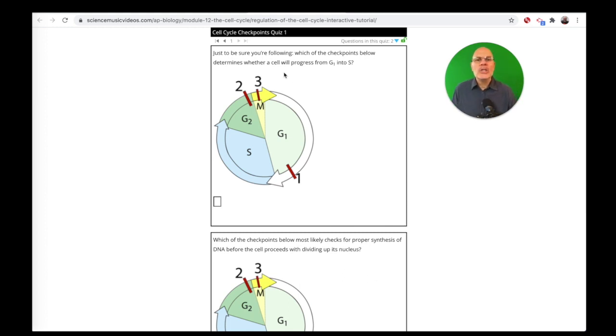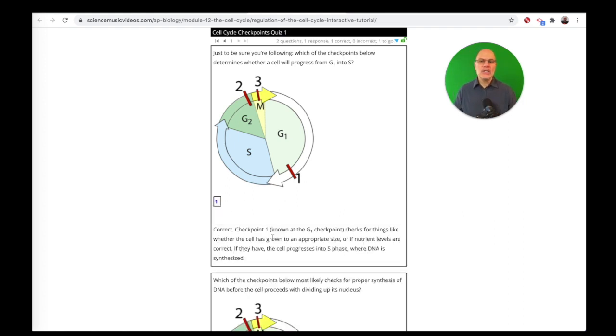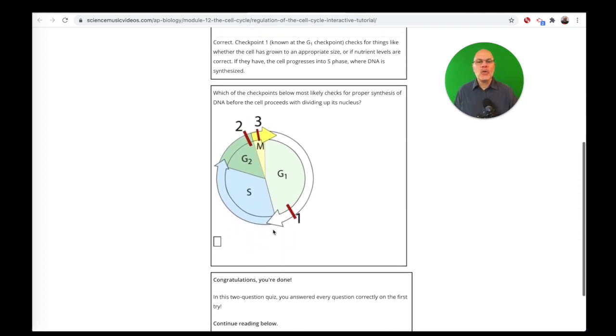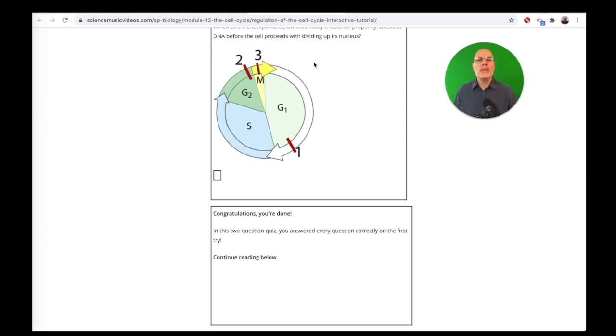So here, just to be sure you're following, which of the checkpoints below determines whether a cell would progress from G1 into S? And this is a pretty easy question, but this is providing students with a kind of feedback that's making sure that they understand, oh yeah, this is the G1 checkpoint, and let's see what would happen if you put a 1 in here, and this is what would happen. You'd get feedback. So this gives you a sense of the kind of questions that are going to show up in this quiz.